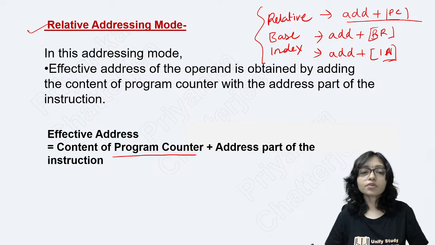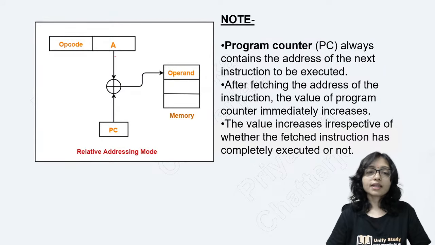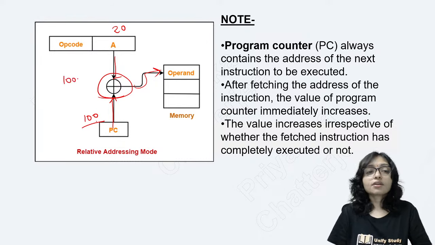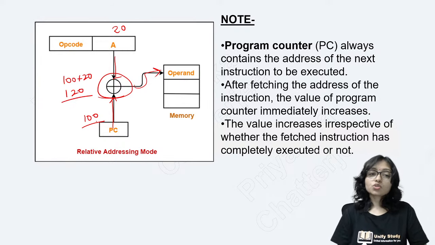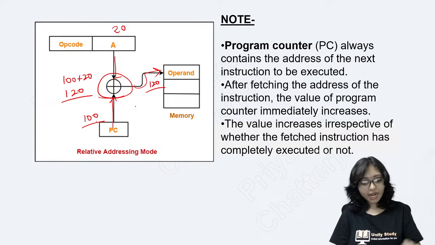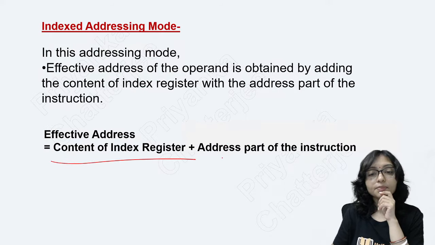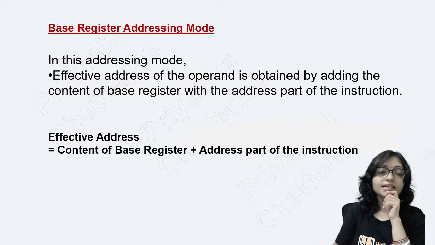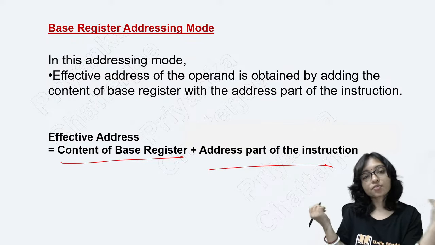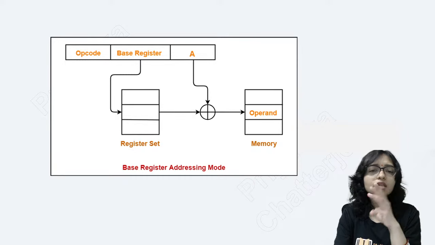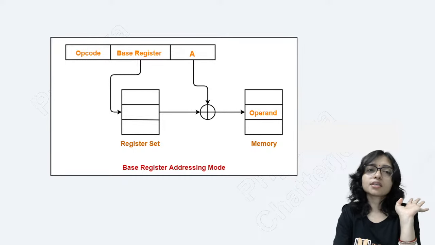You can see the content of the program counter for the relative one. You add it to the address part and then you get the effective address. How? Maybe 20 is given and the program counter value is 100. Then you get 100 plus 20, that is 120. So you will go to location 120. That will be your memory reference. Index: content of the index register plus address of the instruction. Base register: content of the base register plus address of the instruction. These three are the same. If you make a mind map, you can easily remember. These three will always be the same. Just make the mind map and your answer is done.